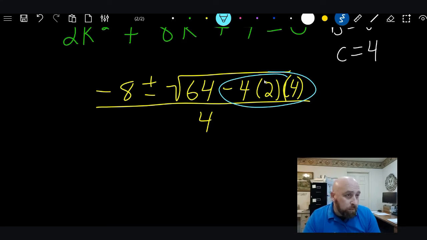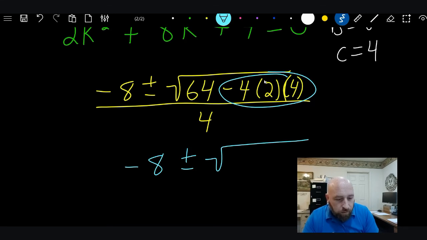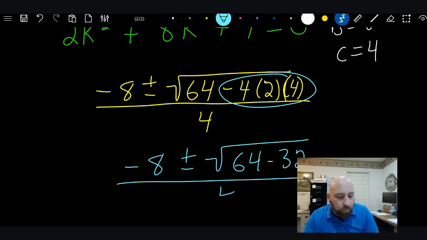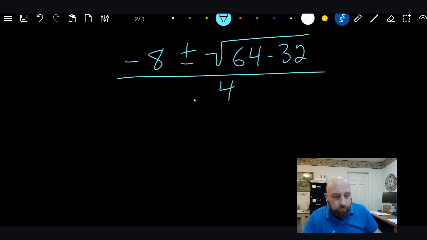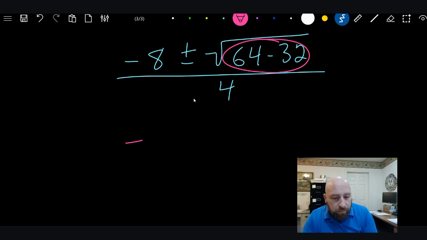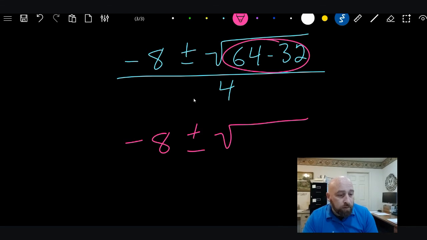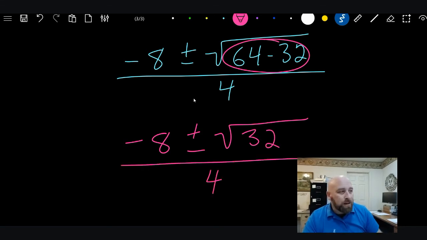Negative 4 times 2 is negative 8. Negative 8 times 4 is negative 32. So I'm going to have negative 8 plus minus the square root of 64 minus 32, over 4. All right, so I'm going to continue to solve in here in the discriminant. Negative 8 plus minus the square root of, what does that give me, 32? Yep. Well, we have a problem. 32 is not a perfect square.